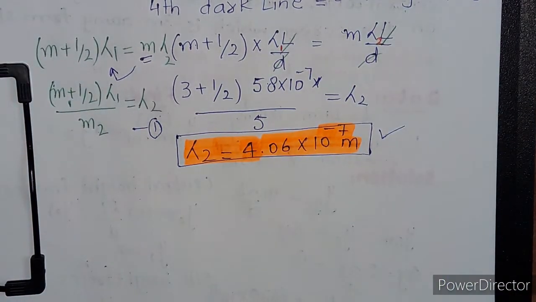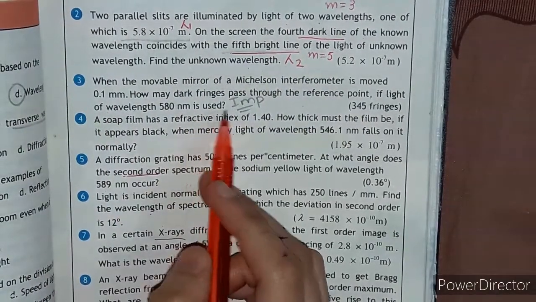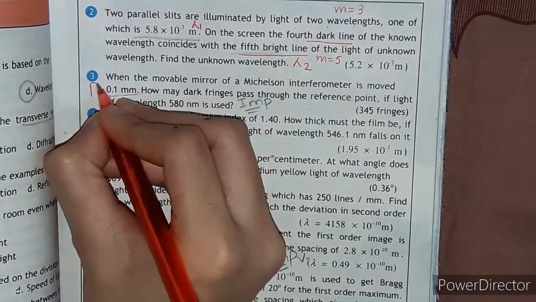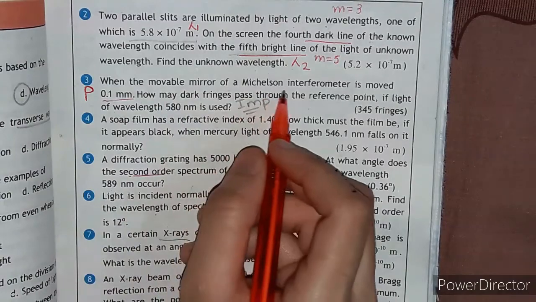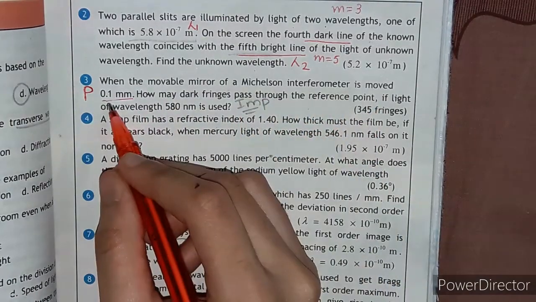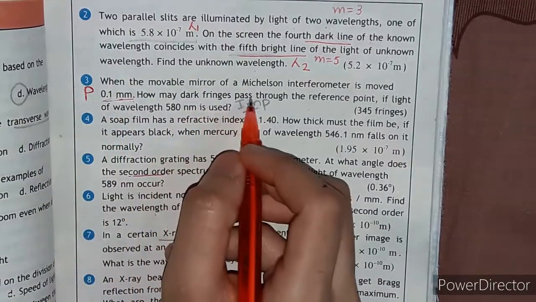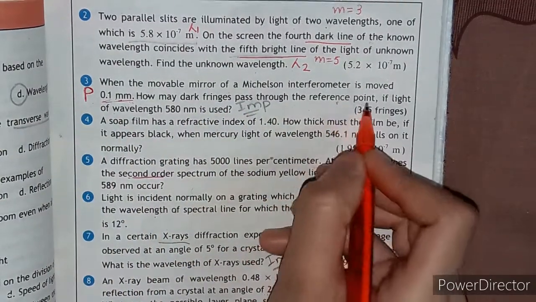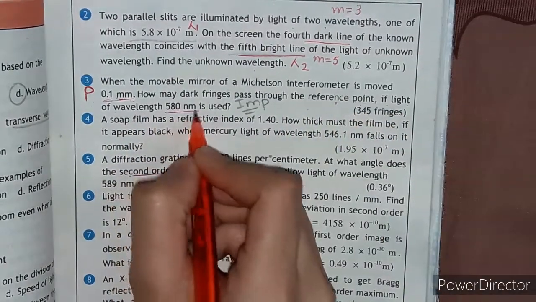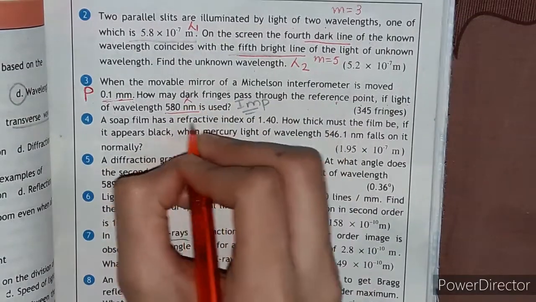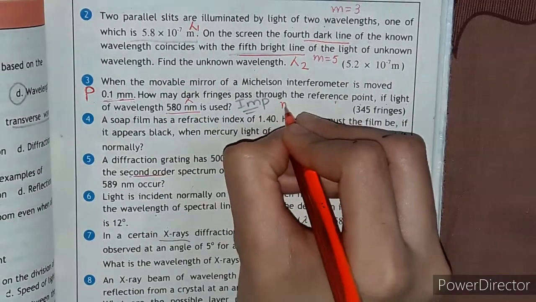Now moving towards the third numerical of this exercise. The third problem is important for short. When the movable mirror of a Michelson interferometer is moved 0.1 millimeter, how many dark fringes pass through the reference point? We are given the wavelength and the value of p, and we have to find the dark fringes. We have to find the value of m.